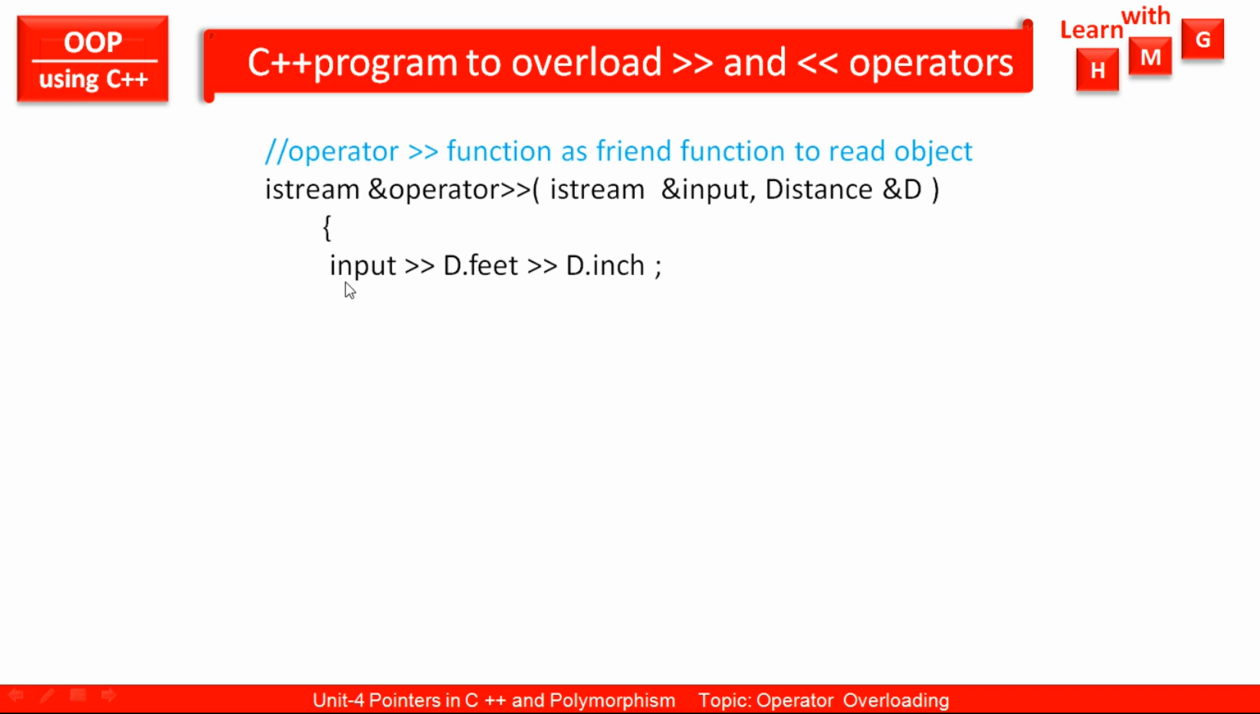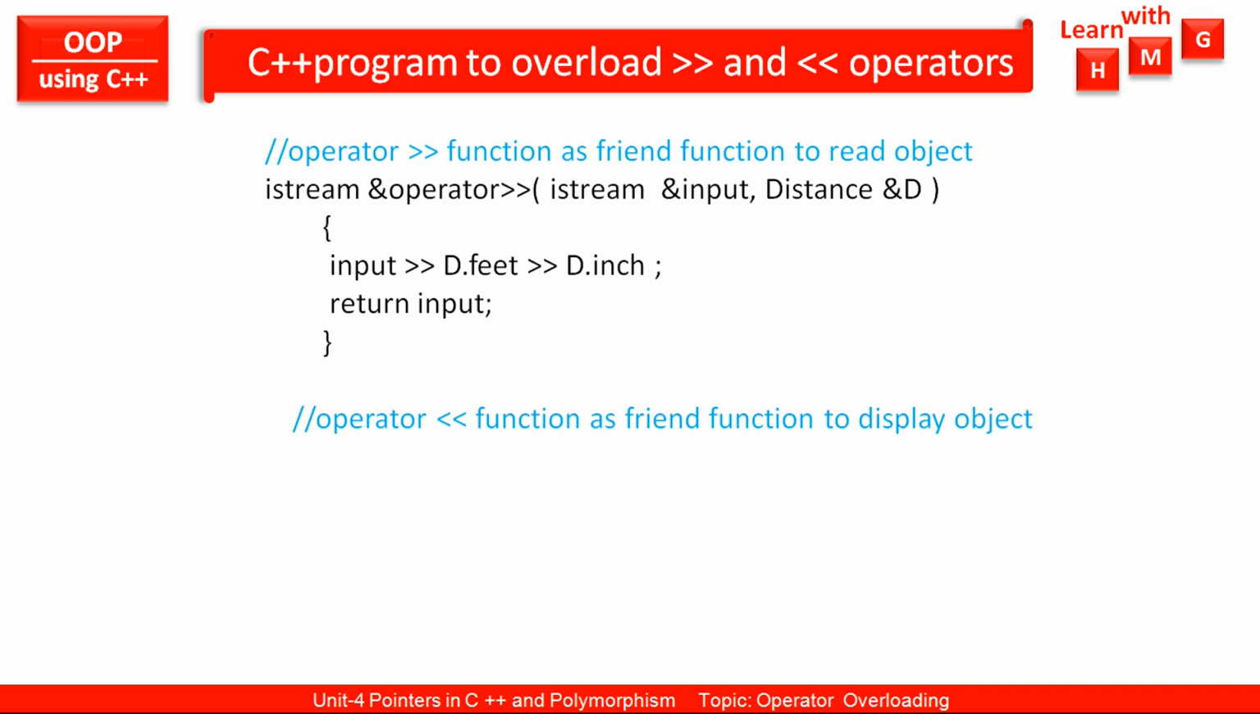Using this input stream object, we are accepting the two data member values of object D, that is D.feet and D.inch. So input extraction D.feet, extraction D.inch. If we had not overloaded this extraction operator, then this statement would be cin extraction D.feet, extraction D.inch. So instead of cin, now I am writing input, and return that input object. So this is the function definition of operator extraction as a friend function.